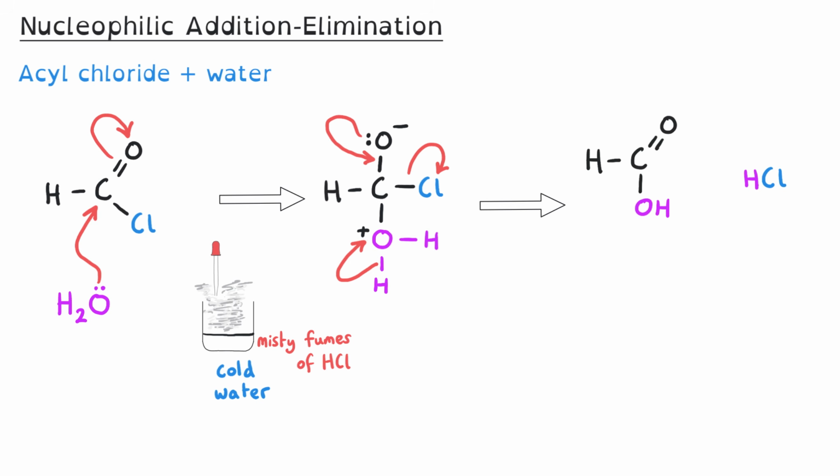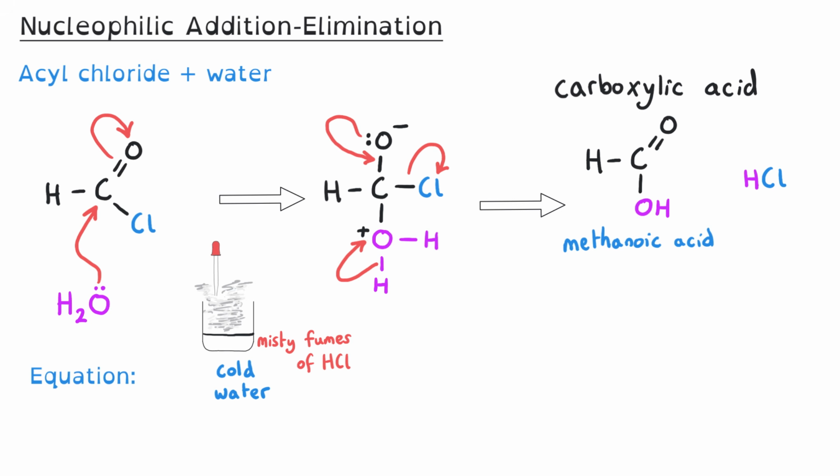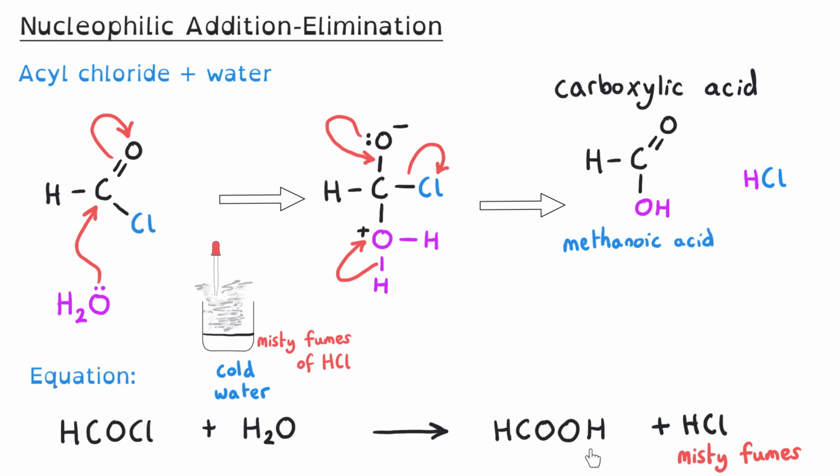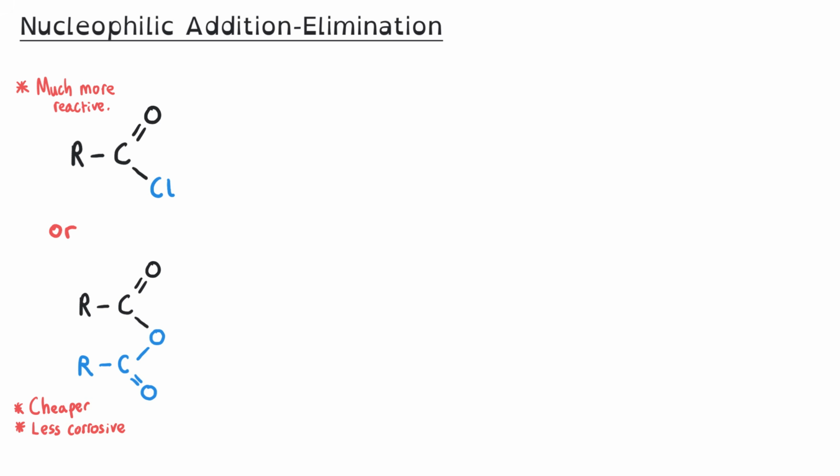The second product in this case would simply be a carboxylic acid. And since I've been showing methanoyl chloride at the beginning, the carboxylic acid that would be produced would be simply methanoic acid. And so the equation for this reaction would have methanoyl chloride reacting with water and producing methanoic acid and HCl. In summary, when carrying out acylation, you can use either an acyl chloride or an acid anhydride and you'll get the same acyl derivatives. But remember, the acyl chlorides are much more reactive.